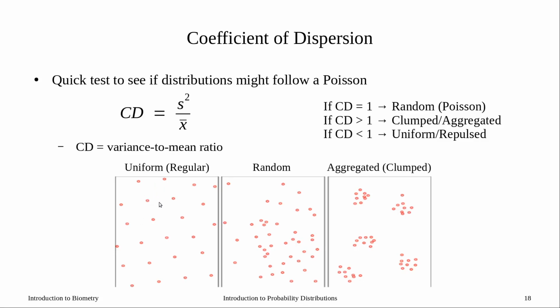That makes the variance of the distances very small because there's very little variation. And our variance becomes less than the mean. So our relationships: coefficient of dispersion equals 1, we appear random. Coefficient of dispersion greater than 1, we're clumped or aggregated. Coefficient of dispersion less than 1, we're uniform or repulsed.